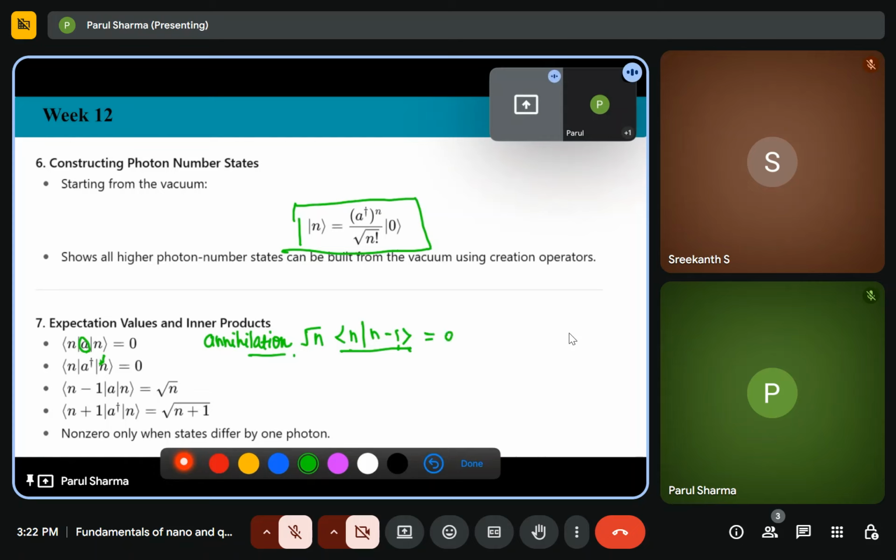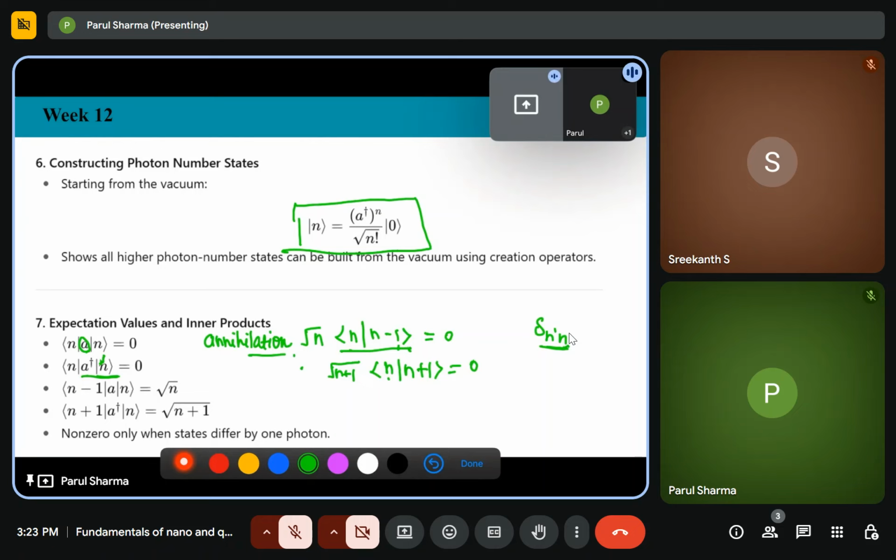Similarly, for the raising operator, if a dagger acts on n, it will give us n plus 1. Again, we saw that it gives us the Kronecker delta, in which if n dash is not equal to n, it will give us the 0 value. So n is not equal to the n plus 1 state, so it will give us the 0.